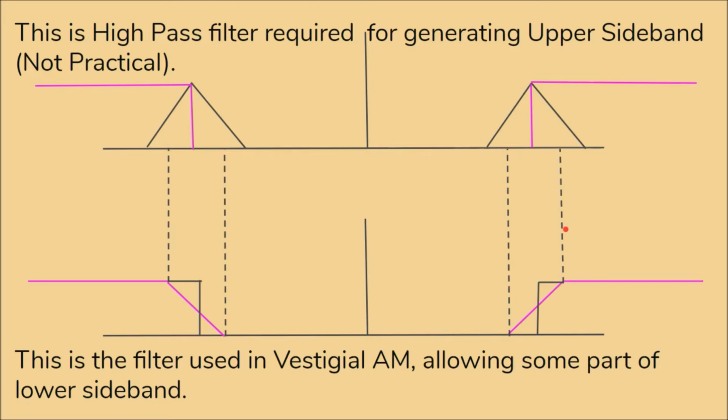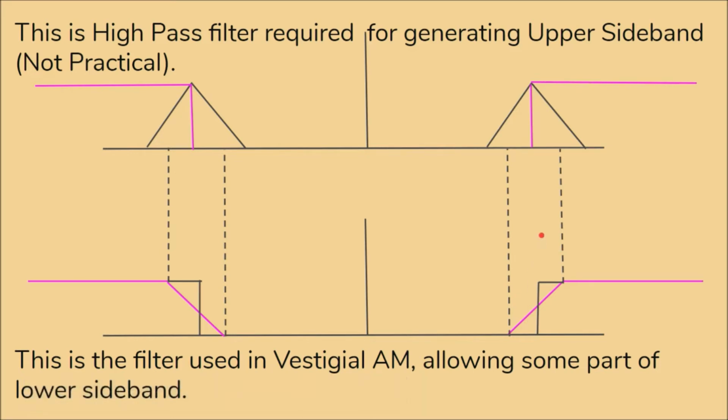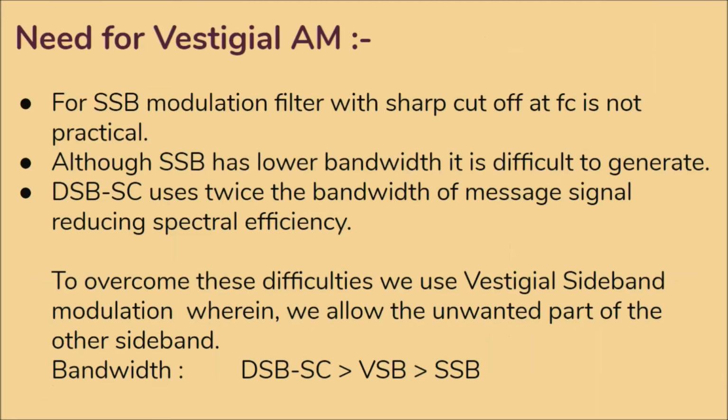From here we can conclude that we are going to eliminate a small part of the upper sideband and include a small part of the lower sideband, and this is what we do in vestigial amplitude modulation. We eliminate a part of the upper sideband and include a part of the lower sideband.